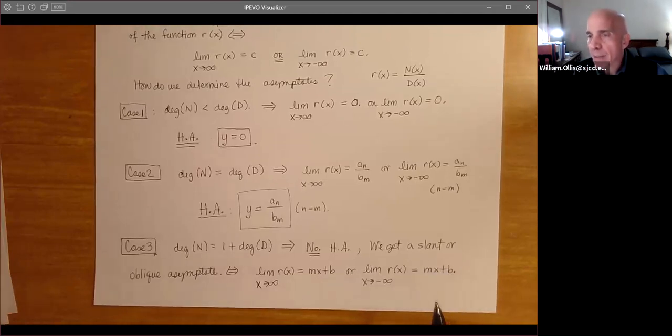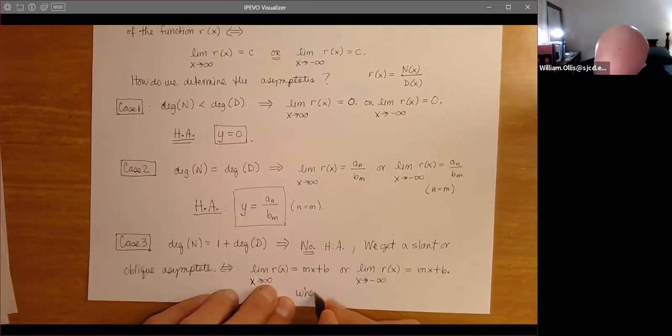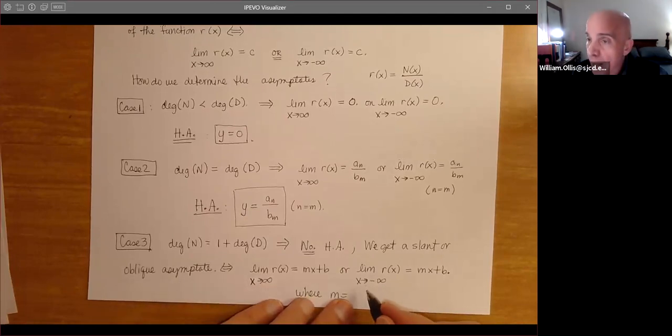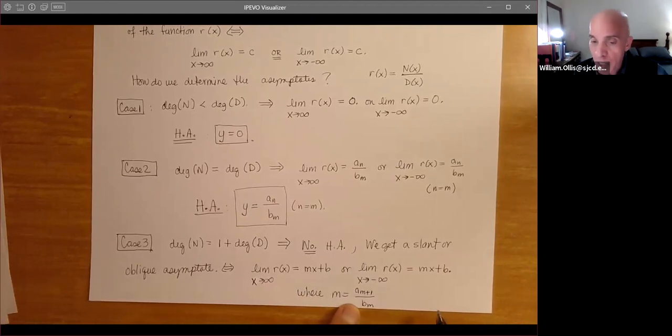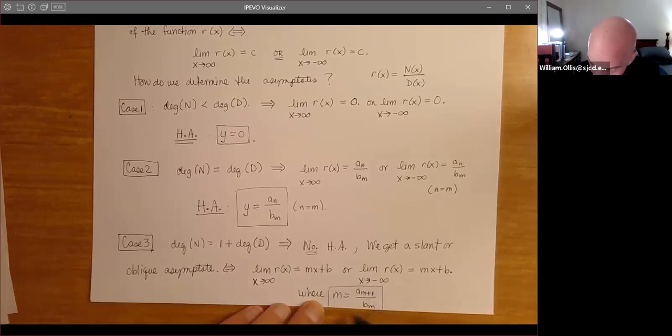Now, when we think about it, we start to wonder, what's the m going to be? We can write down what m is. In this case it will be a sub m plus 1, because the degree of the numerator is one more, divided by b sub m. So basically, again, ratios of leading coefficients. We know exactly what the m is going to be, and for the rest, we just have to finish off the polynomial long division. So we get that much.